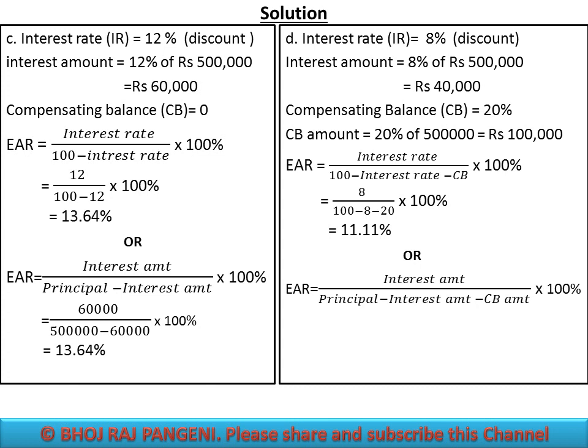EAR equals the interest amount divided by principal minus interest amount minus CB amount, into 100%. Put the value of each variable: 40,000 divided by 5 lakh minus 40,000 minus 1 lakh, into 100%. The answer is the same, 11.11%.